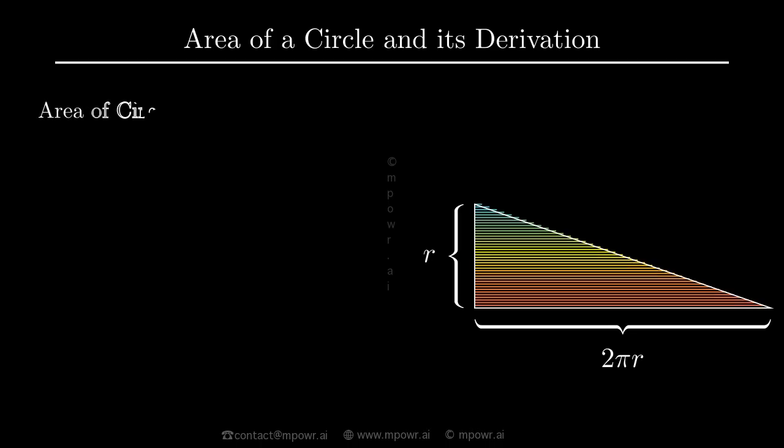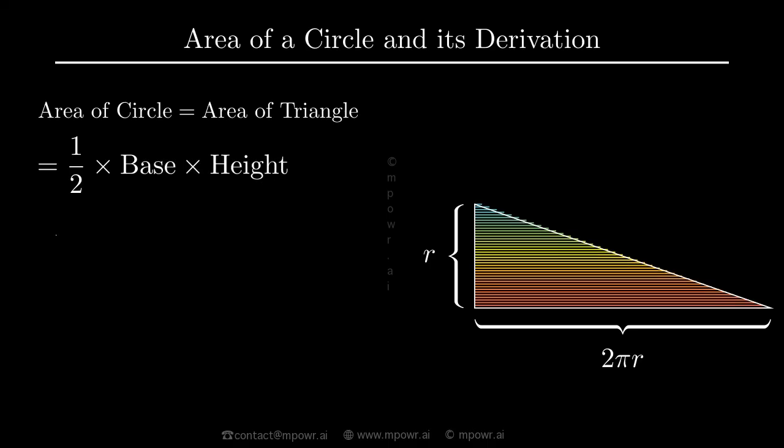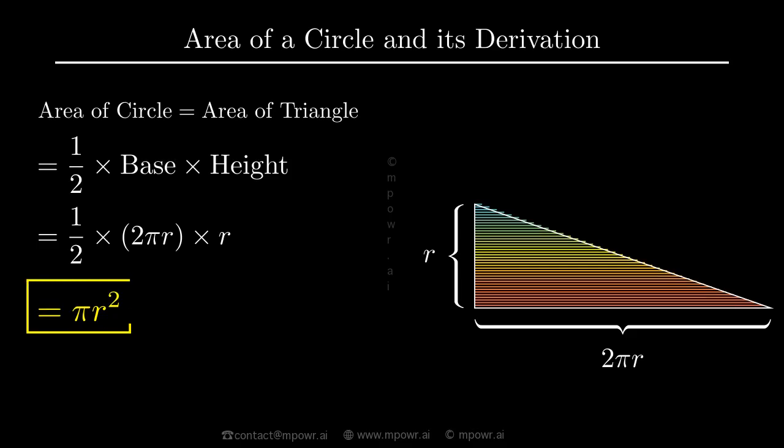The area of the circle is the same as the area of this triangle, since the area of a triangle is 1/2 times base times height. We can substitute the base as 2 pi r and the height as r. Simplifying this gives us the final formula for the area of a circle, pi r squared.